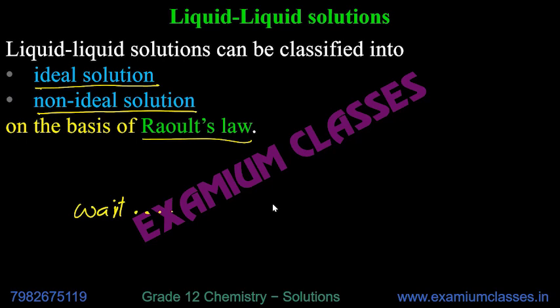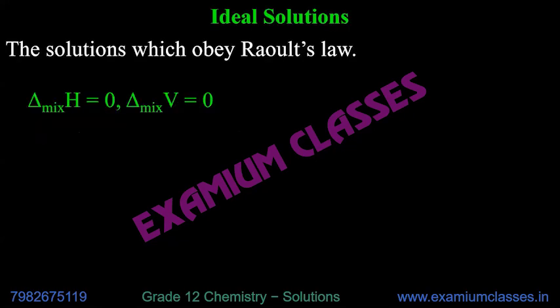Ideal solutions will be those which follow Raoult's law. Non-ideal solutions do not follow Raoult's law. So ideal solutions obey Raoult's law, and what else is there about them? There is no change in enthalpy and there is no change in volume.